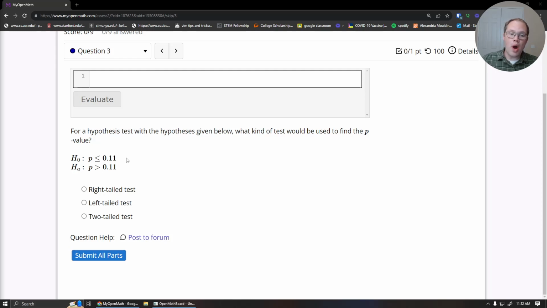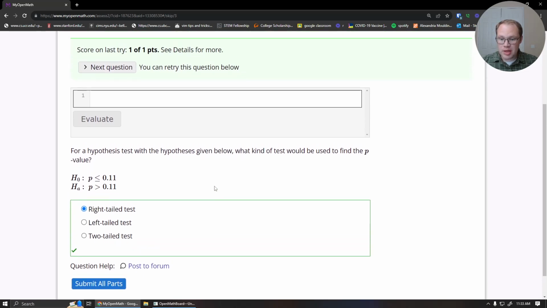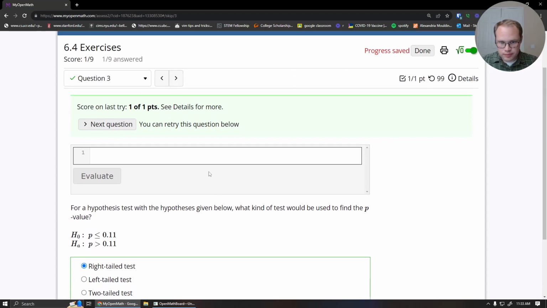Remember, when determining what kind of test you want, whether it's a right-tailed test, a left-tailed test, or a two-tailed test, you look at your alternative hypothesis. And the key here is to look at the inequality symbol. In this case, our alternative hypothesis uses a greater than symbol. That means that we want to look to the right. Greater values are to the right. And so we want to do a right-tailed test. That's where we calculate our p-value. We would calculate the probability to the right, in the right tail.